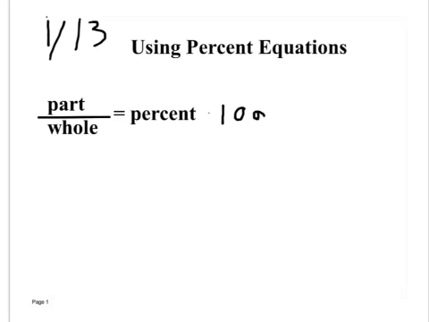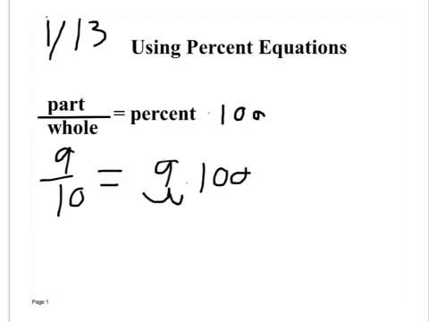So if I have 9 out of 10, let's say you got 9 out of 10 right, I take 9 divided by 10. That gives me 0.9. Times it by 100. That means I just moved the decimal 2 places. That means I got a 90%. So if I need to know percent, I take the part, divide by the whole.